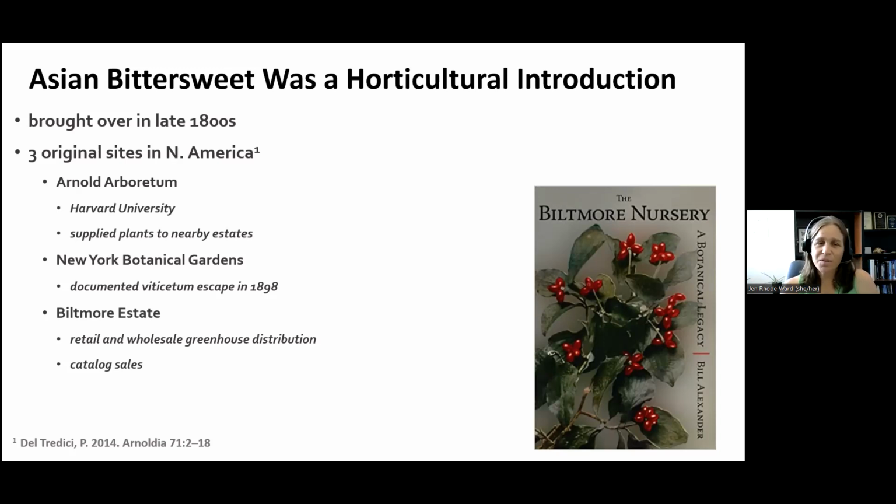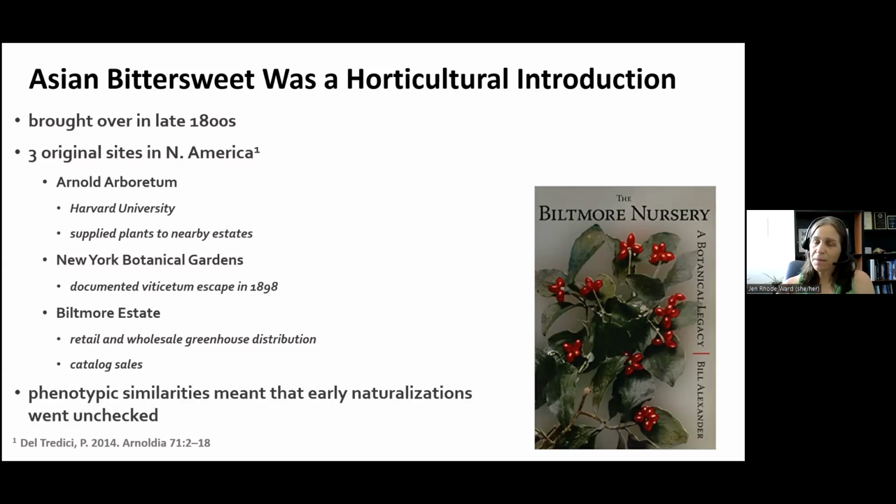And then this was also introduced to the Biltmore estate. The Biltmore estate planted it around the grounds, and they also sold it from their nursery. So they did retail and wholesale distribution of this plant. When I first moved to Asheville 14 years ago, they were still selling this plant from their nursery. And they also sold it through catalogs, so they sold it throughout the United States.